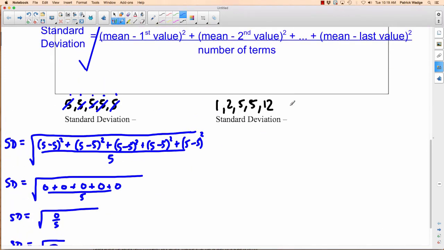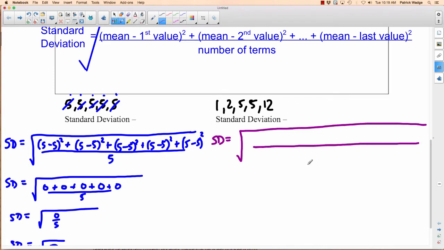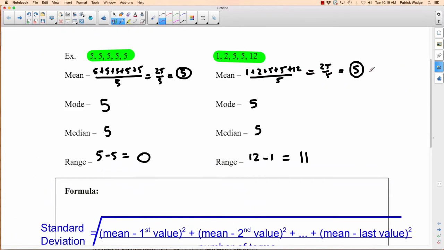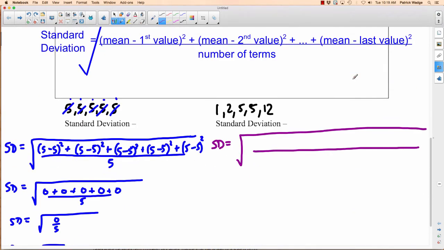Let's take a look at this data set, which will be a little bit more interesting. So, standard deviation equals big square root sign and big fraction bar. Okay, so where do we start? We start with the mean, right? The mean in this one is as well 5. They were the same mean.